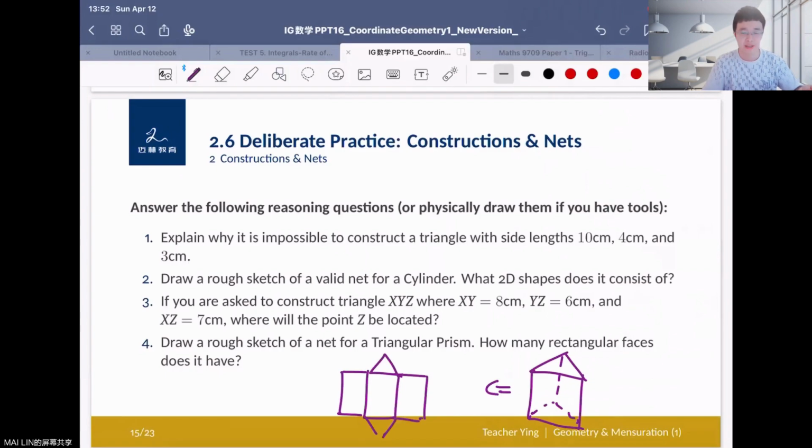That is all for today's lesson. We learned how to construct a triangle, and how to open a three-dimensional shape into a net.